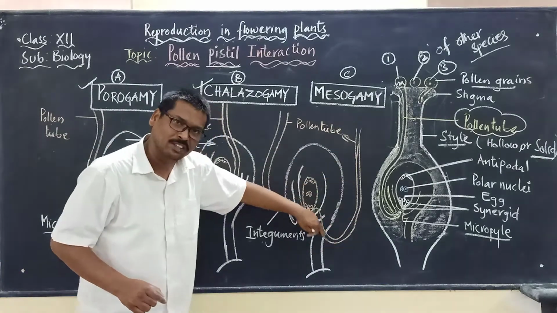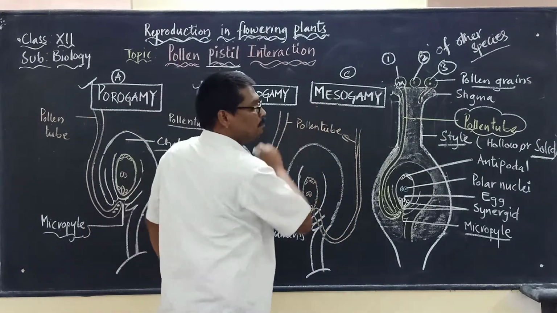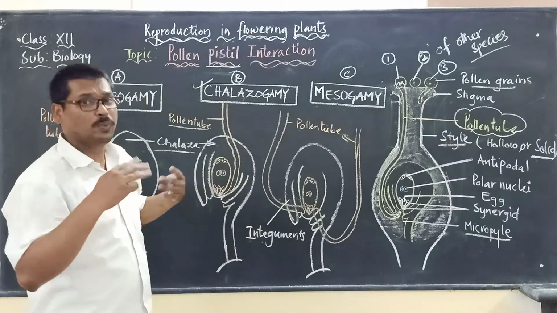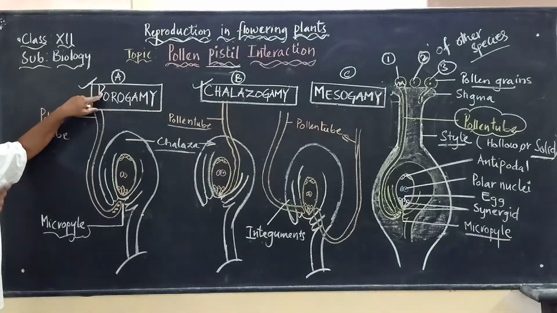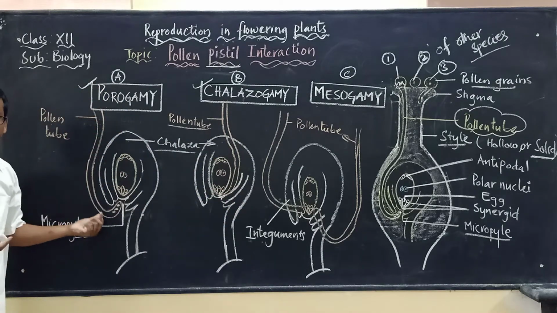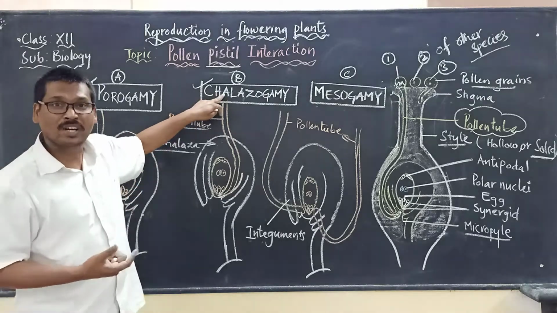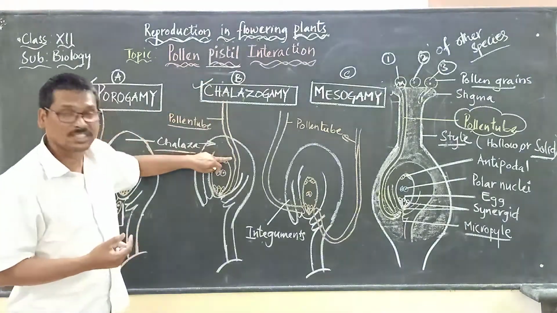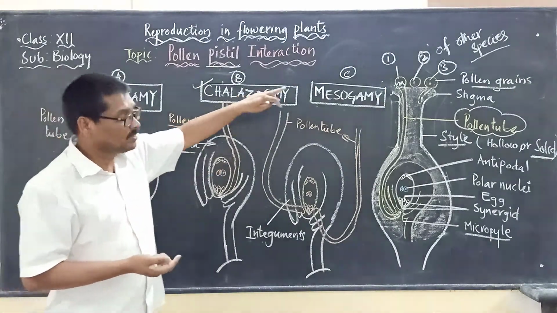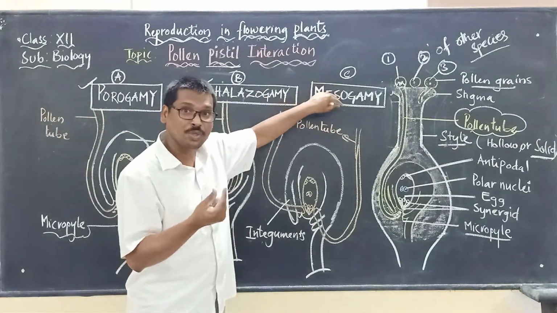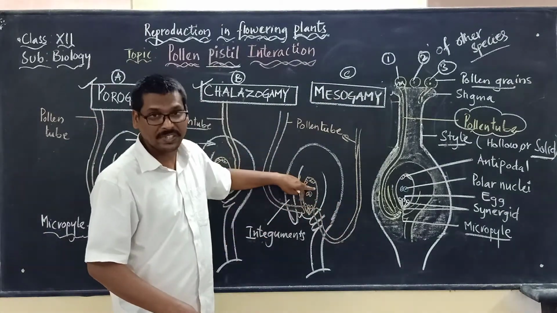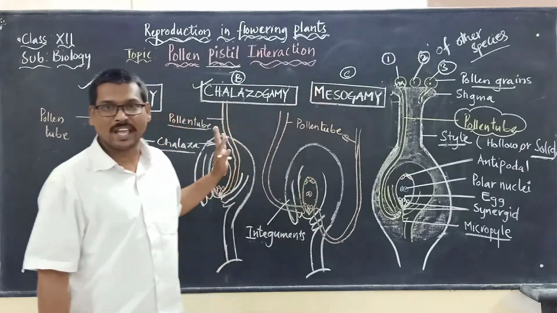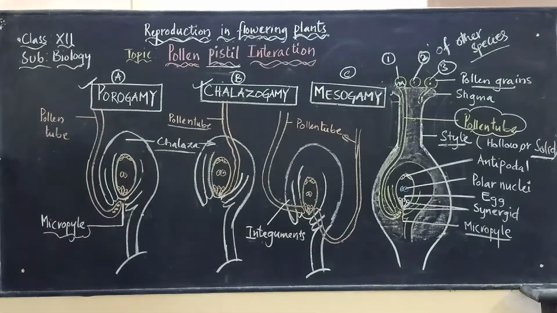When the pollen tube is entering through the funiculus also, we call it mesogamy. So there are three ways through which the pollen tube may enter into the ovule. One is porogamy, in which the pollen tube enters through the micropyle region. The second one is chalazogamy, when the pollen tube is entering through the chalazal region, the basal part of the ovule. The third one is mesogamy, when the pollen tube is entering through the integuments or through the funiculus of the ovule. In all these three ways, the pollen tube can enter into the ovule.